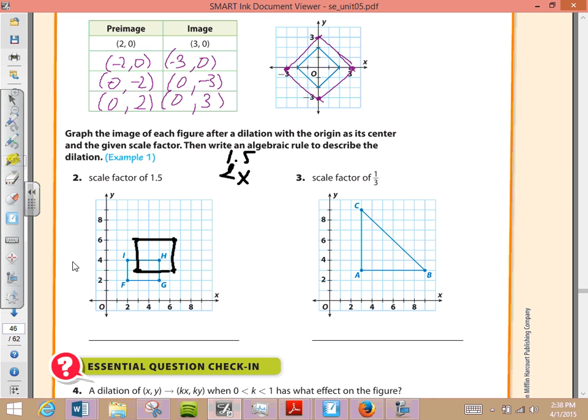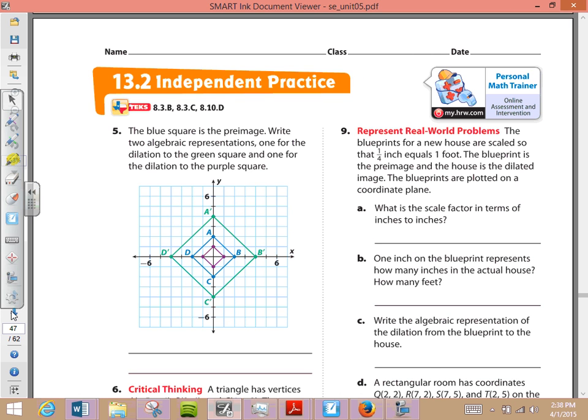And the last one is getting smaller because you're multiplying by a fraction. So where do you land with the A? You land right here. There we go. This isn't necessarily difficult. It's just dilations. Tomorrow we're gonna go over similarity, and your homework I already told you is this page. See ya tomorrow.